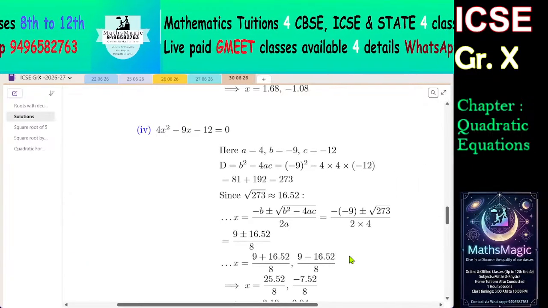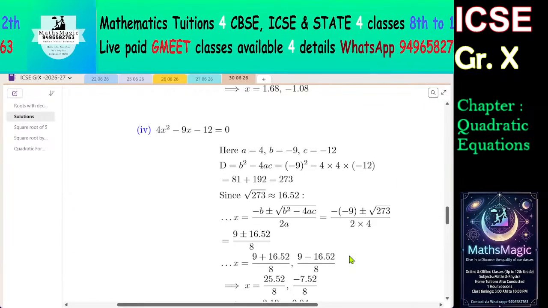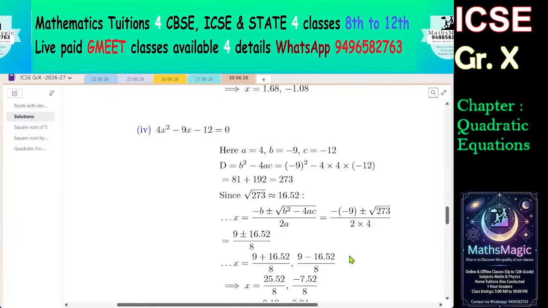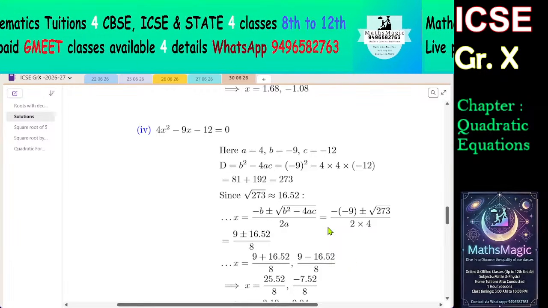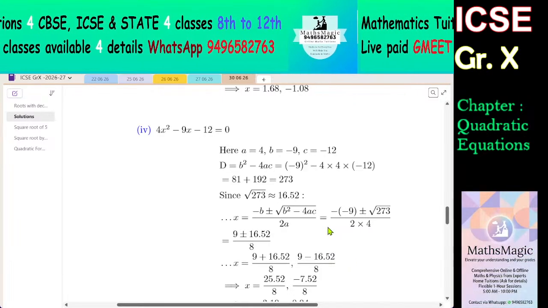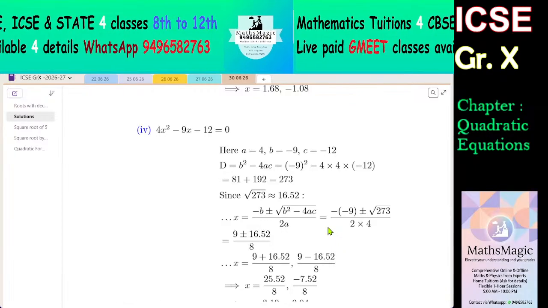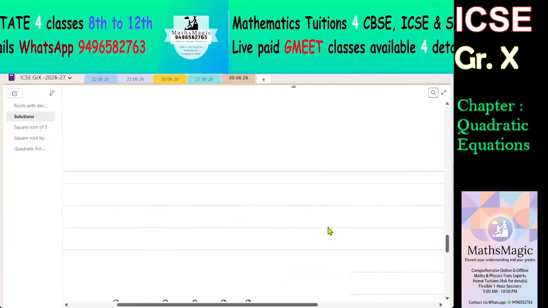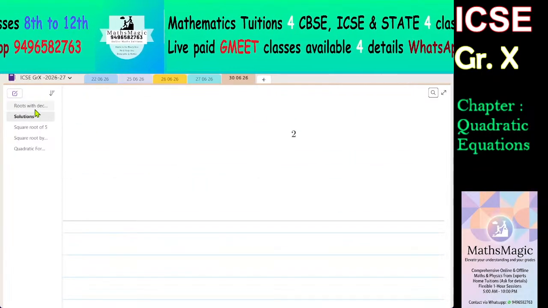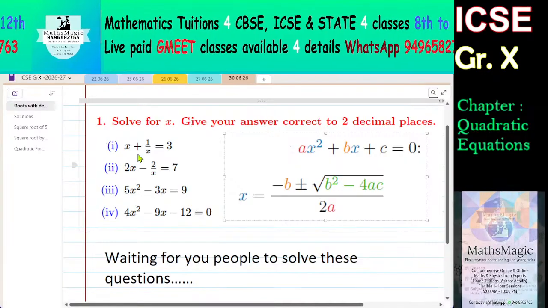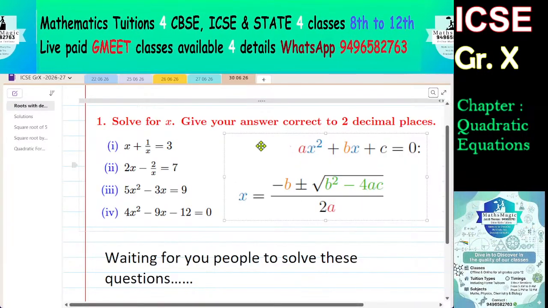It's already a quadratic equation. You need to find the square root of 273. Same method. Also, we have completed 4 questions.